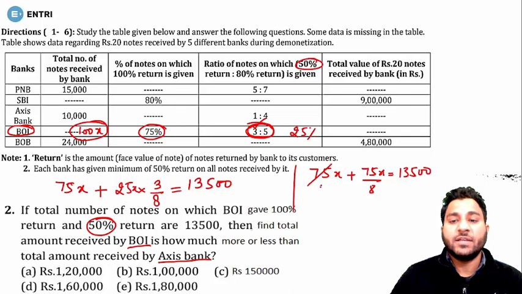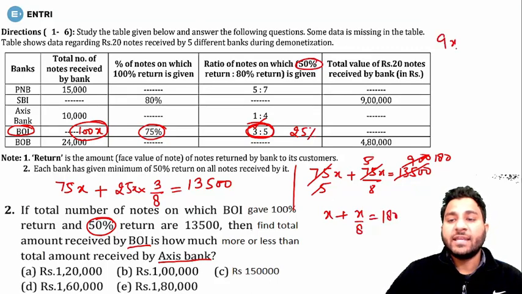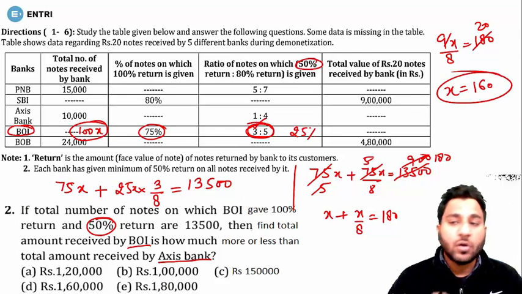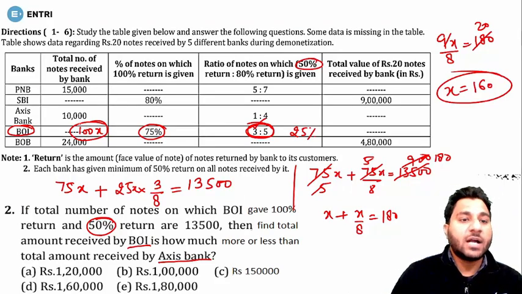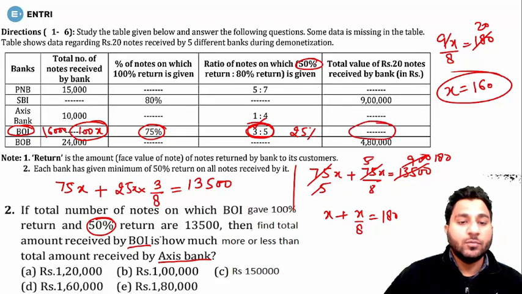So look at this. 15 5s are 75, 9s are 45, and 180. So you can clearly see that x plus x by 8 equals 180. So 9x by 8 has to be equal to 180, which means the value of x arises as 160. So we have got the value of x, which means our total notes received was what? 16,000 notes.